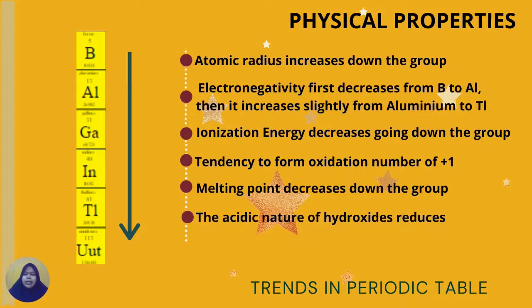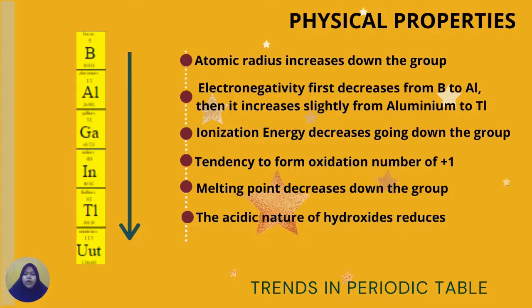Next, ionization energy decreases as it goes down the group. Ionization energy is the energy required to remove an electron from a gaseous atom. Like I mentioned before, as it goes down the group, the electrons are further from the nucleus and therefore they are easier to remove.